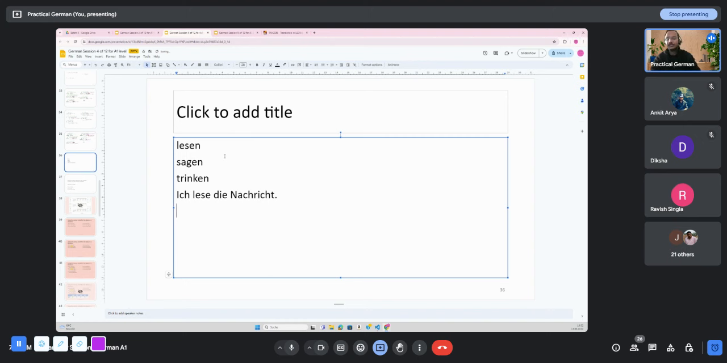So the Nachricht is the direct object. Now again, it's very difficult to explain what a direct or indirect object is, but go with what your gut feeling says. If I say ich lese die Nachricht, I read the message. And if I say I read you the message, let's say you and I are in an office and I get a WhatsApp message and I say let me read the message for you, I read for you the message.